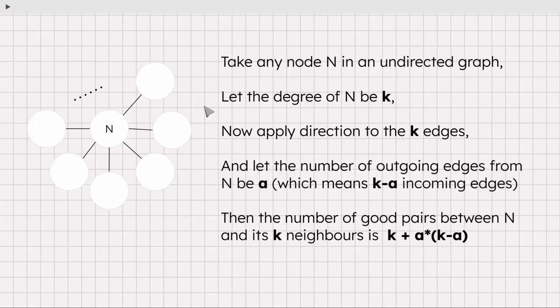So we take any node n in this undirected graph. Let the degree of n be k, which means basically that the neighbors of this node n number exactly k. So we have k neighbors, which means k edges, connecting n with these k neighbors. Now we apply direction to the k edges, and let the number of outgoing edges from n be a, which means there are a edges with n as a starting point and one of the neighbors as an ending point, which means we have k minus a incoming edges, which take n as a destination rather than a starting point.